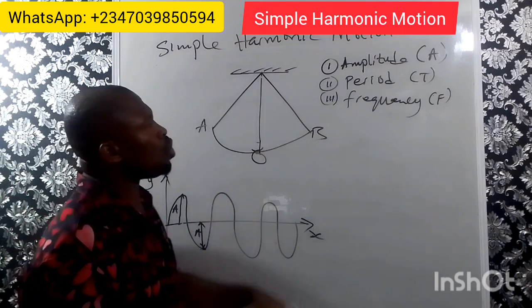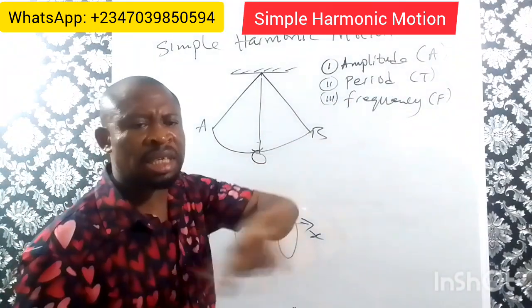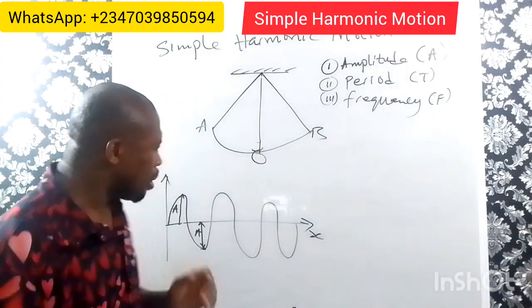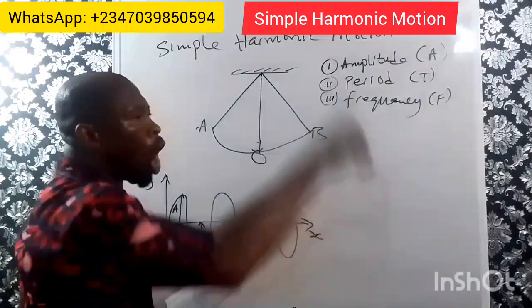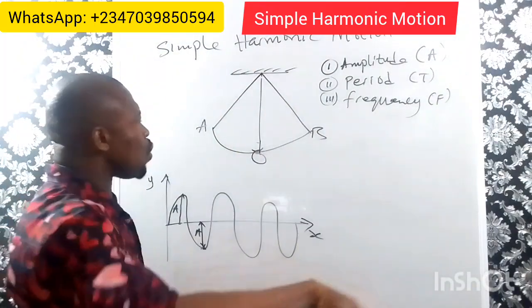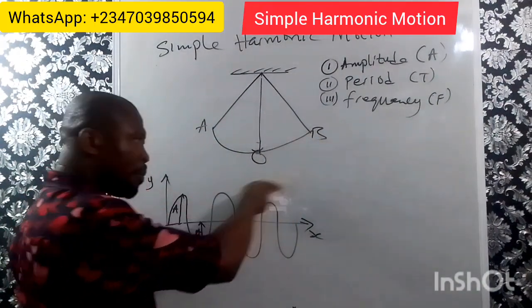Now, we can look at the period of a simple harmonic motion. Period, of course, if a body is moving up and down or sideways from A to B and then back to A.